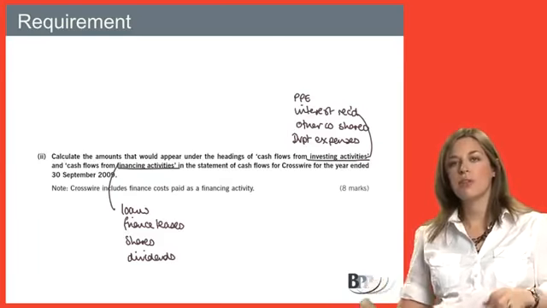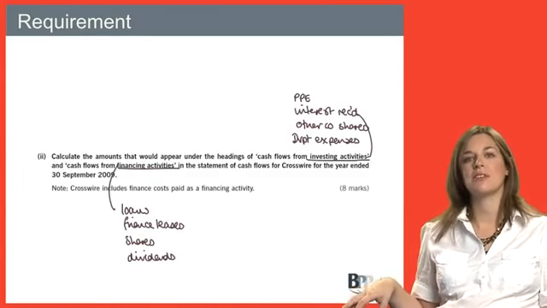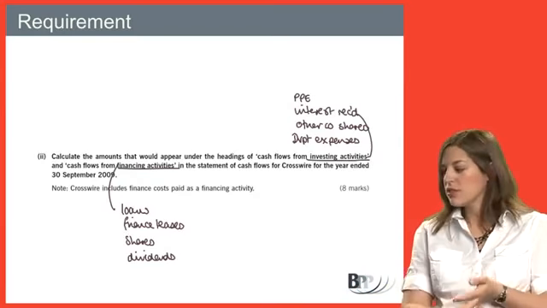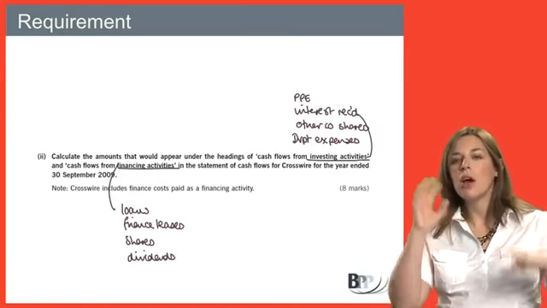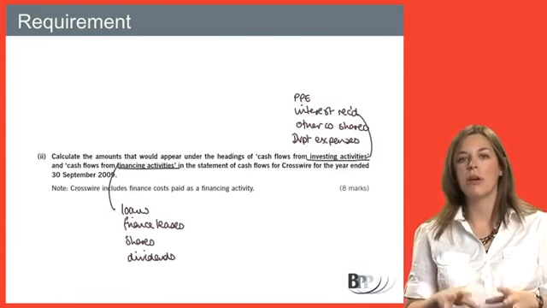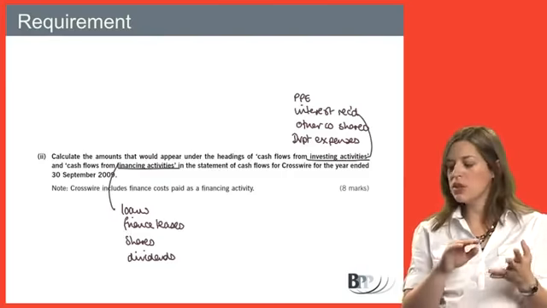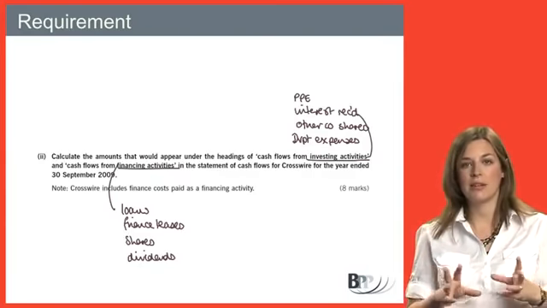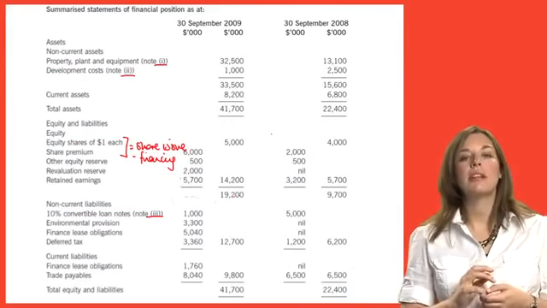So first things first, scribble down on your page, what do you expect to see under investing activities? Anything to do with property, plant and equipment, interest received, other companies' shares, development expenses. Have in your head what it is that you're looking for in the question. Then financing, so loans, finance leases, shares, dividends. Have that ready. Okay. So next thing we're going to do is read the question.